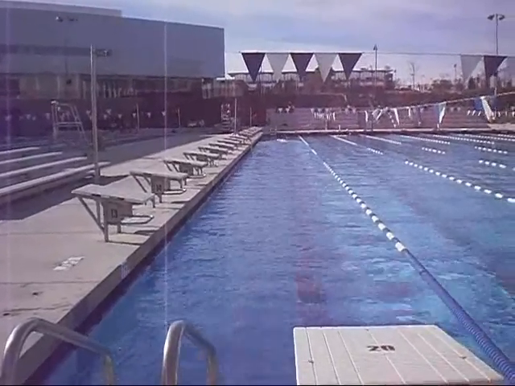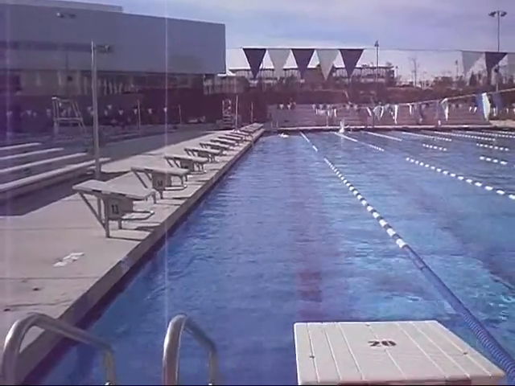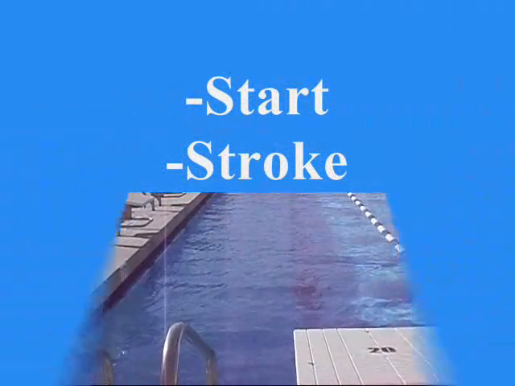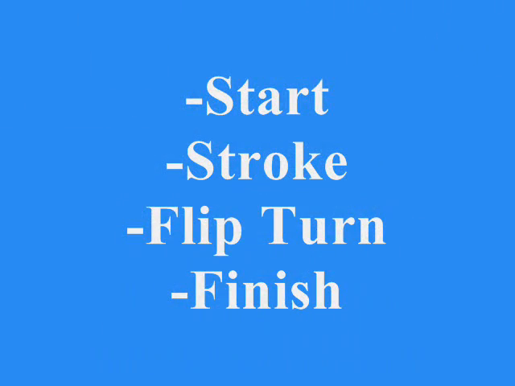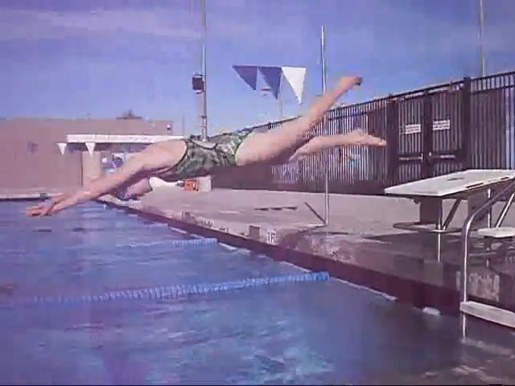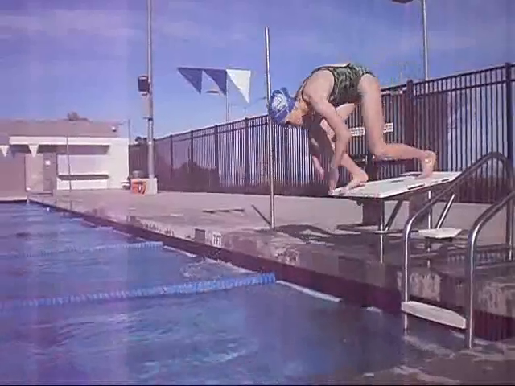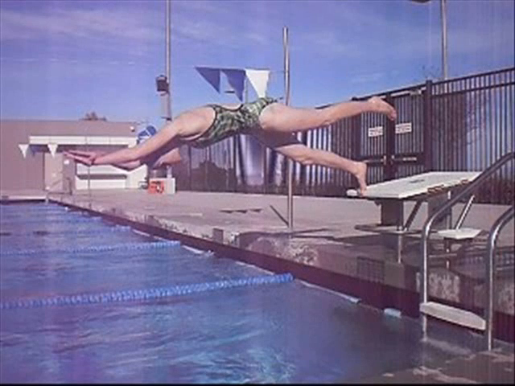This video will describe the physics properties involved in the 4 components of the 50 freestyle race, including the start, the stroke, the flip turn, and the finish. The first aspect of this race is the dive. First, the swimmer pushes off the block and accelerates outward.